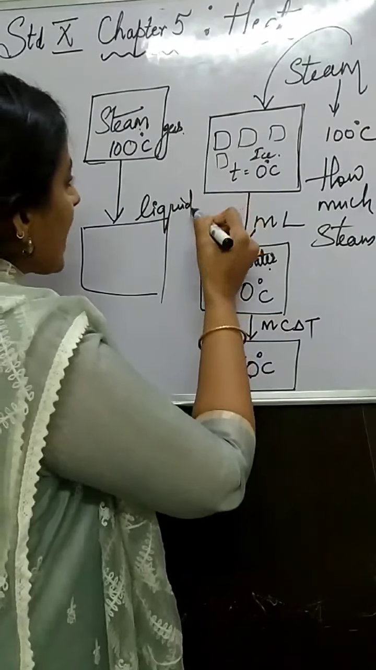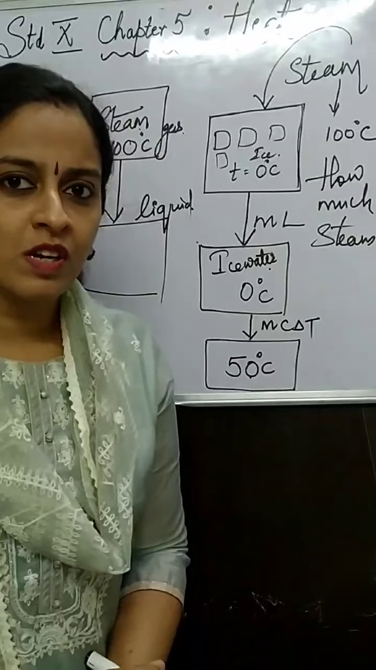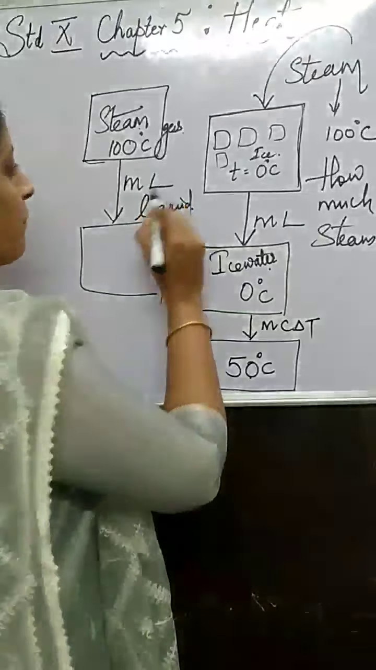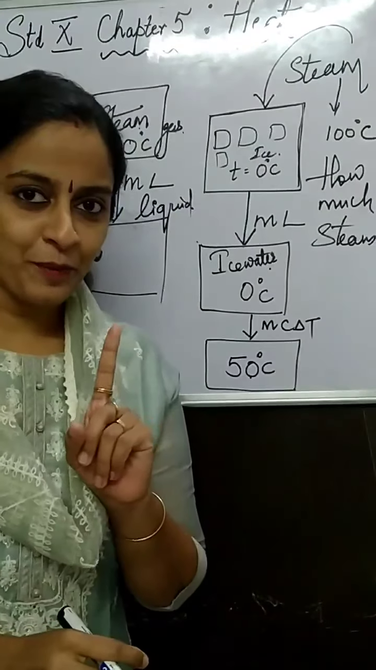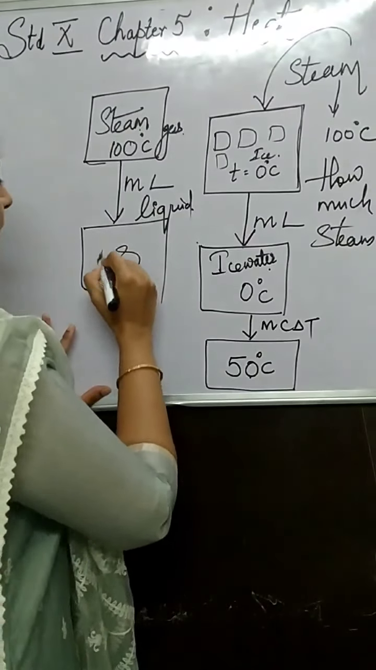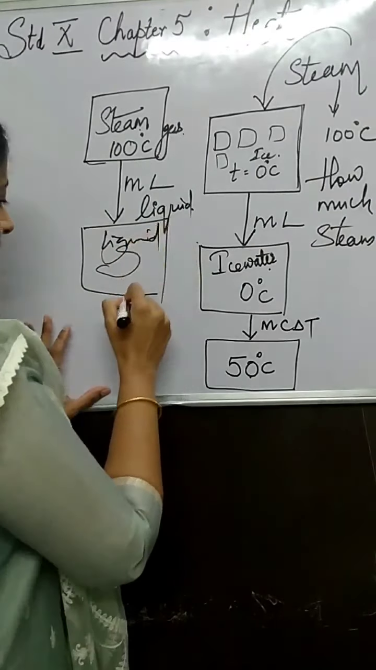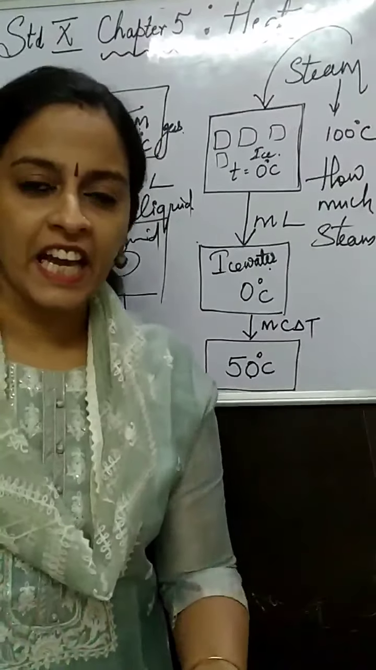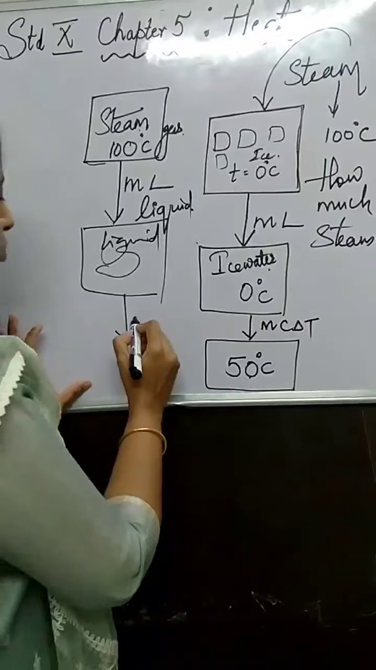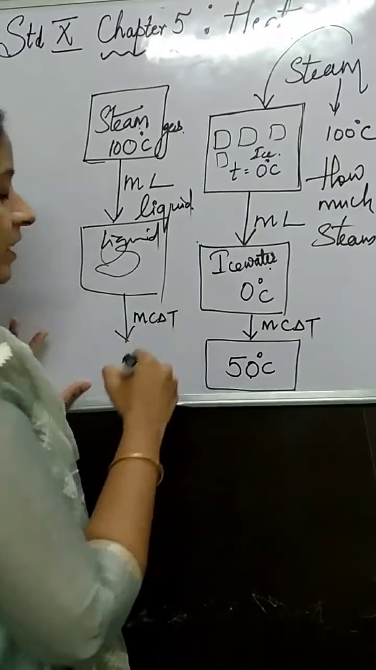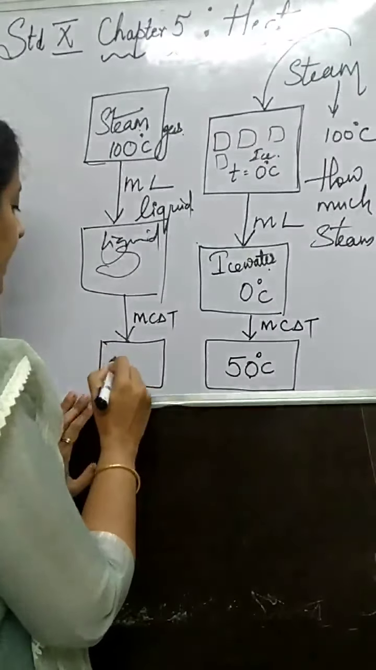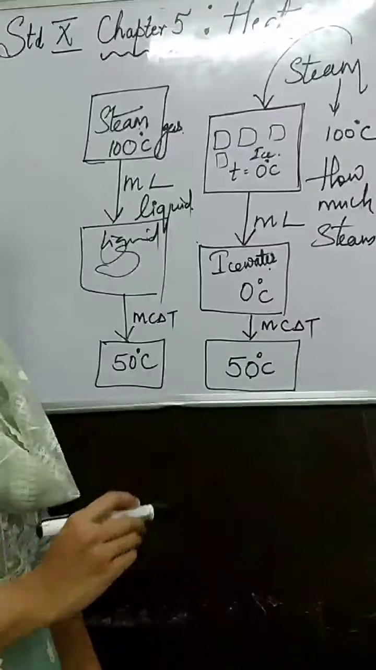So when the state changes, which formula will you use? You will use the formula ml. Understood? Okay? So here you will use the formula ml. So here you have liquid. Now again, it is giving heat, heat lost. So you have to use the formula mc delta T. Okay, so the steam and this water finally will attain 50 degrees Celsius.